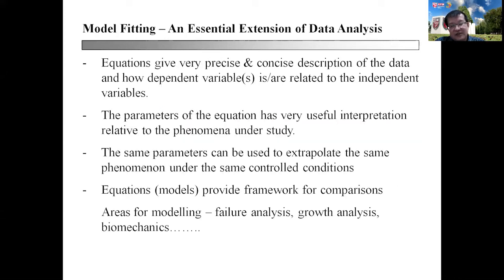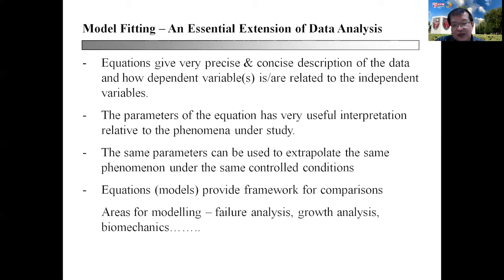So model fitting is actually an essential extension of data analysis because equations give a very precise and concise description of the data and how certain dependent variables are related to the independent variables. The parameters of the equation have very useful interpretation relative to the phenomena under study. And equations are models that provide a very informative framework for comparisons. Areas for modeling can include failure analysis, growth analysis, biomechanics, and many other areas that span beyond that.